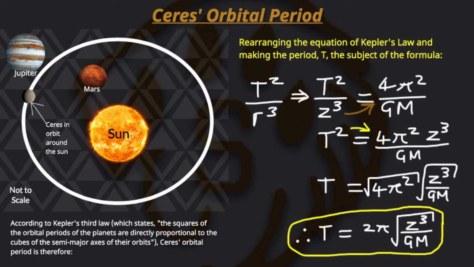Now we need to take the square off the T to the other side, so that we remain with T as the subject of the formula. So our T is equal to the square root of 4 pi squared, multiplied by the square root of Z cubed over GM. Therefore, our period T will be equal to 2 pi multiplied by the square root of Z cubed over GM. All of these variables on the right side of the equal sign are known. The only unknown is now the period, which we are going to calculate just now.